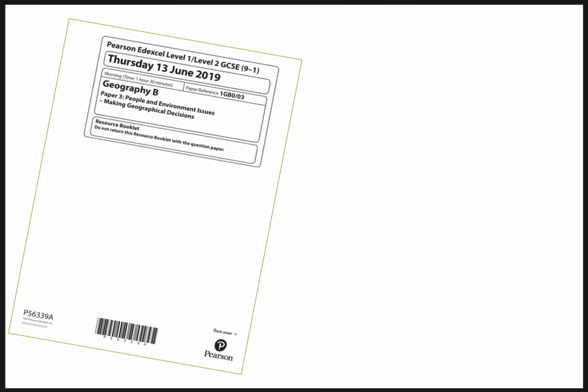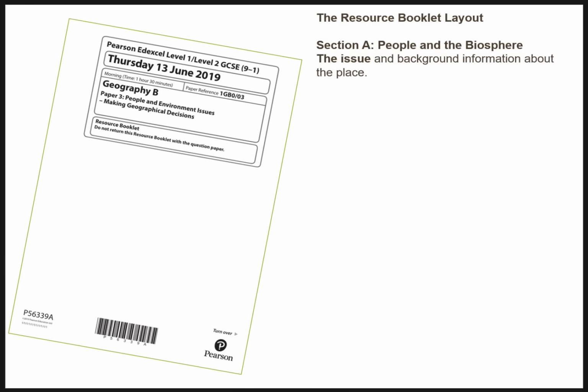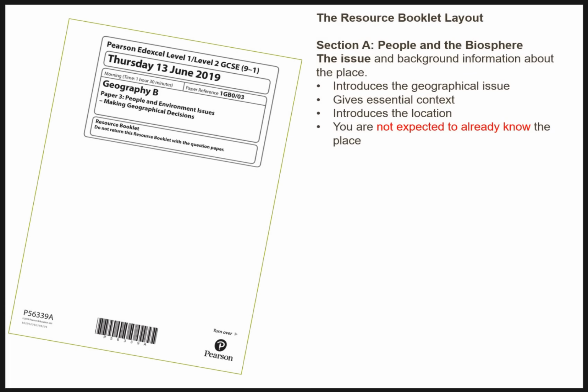Let's first talk about the resource booklet, because this is not something you've seen in papers 1 and 2, although I would have spoken about it in class, of course. The booklet is laid out into 3 sections. The people in the biosphere section is the issue and the background information about a particular place. It introduces the geographical issue and gives you some initial context. It introduces the location. But one really important thing to say: you're not expected to know about that location or place. I know some students do worry about that.